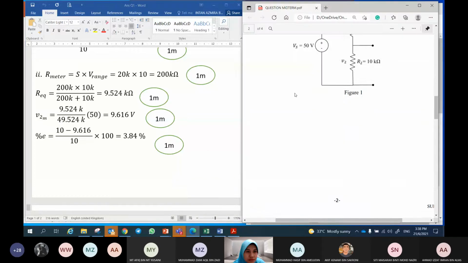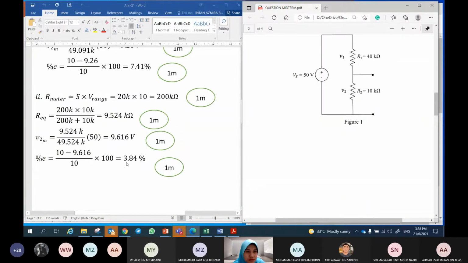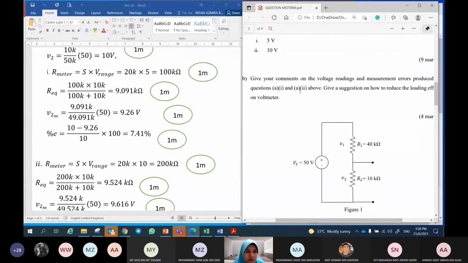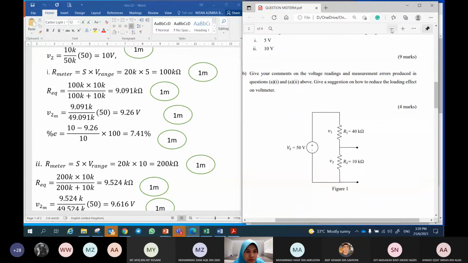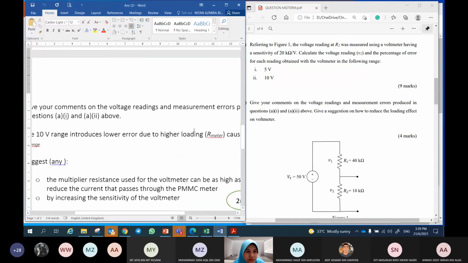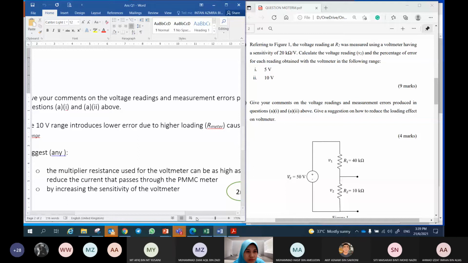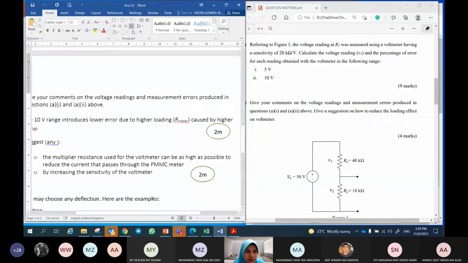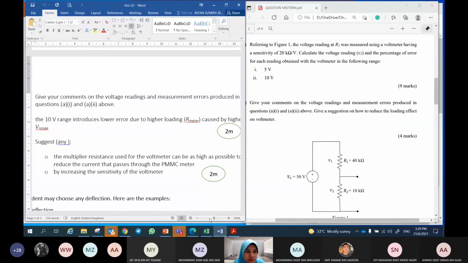The next question is: give your comment on the voltage readings and measurement produced in the question here, and give a suggestion on how to reduce the loading effect on voltmeter. So I can accept any answer that is suitable. So you can answer like this.